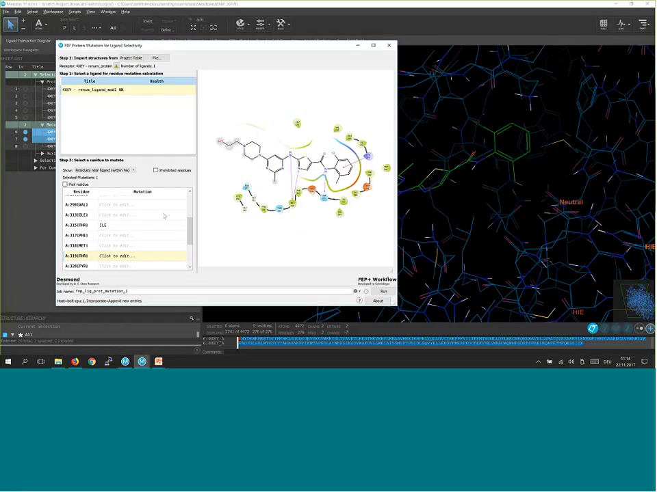I just need to provide the mutations, and if I have a large list of mutations to study, I can pick all of them in the little mutation picker down here, or I can just provide a text file with the amino acid residues and the new residues to mutate them into as well, if I want to run the calculation from the command line.